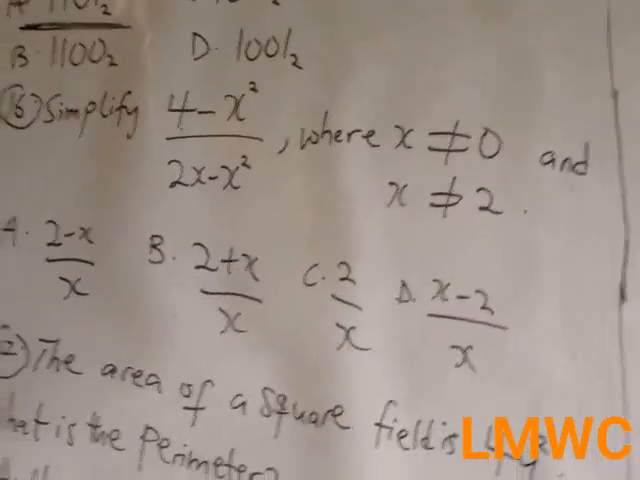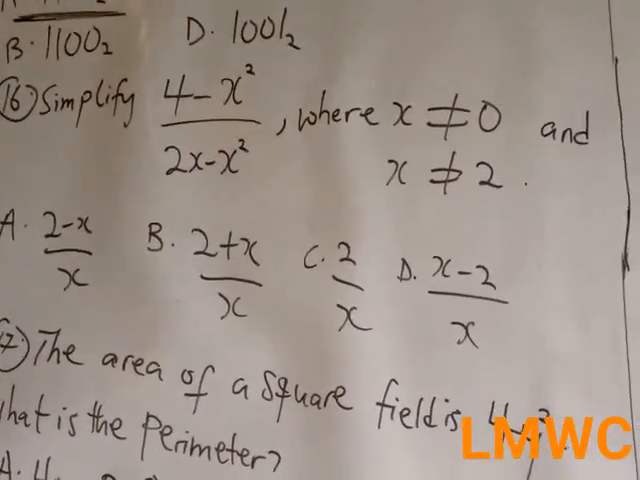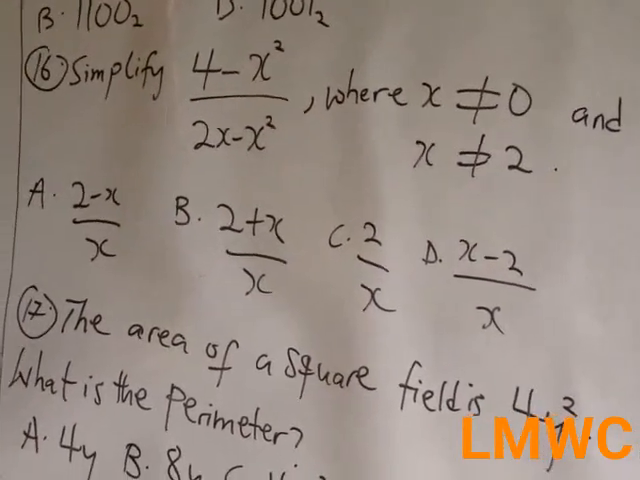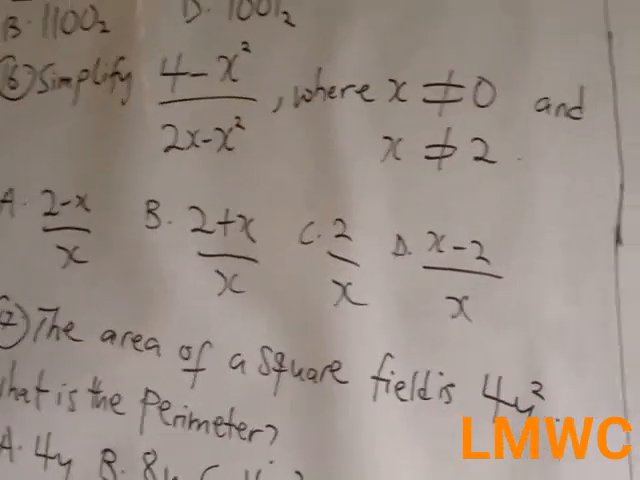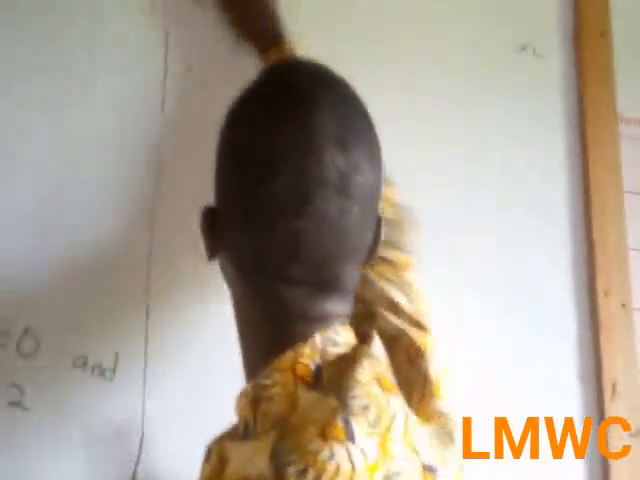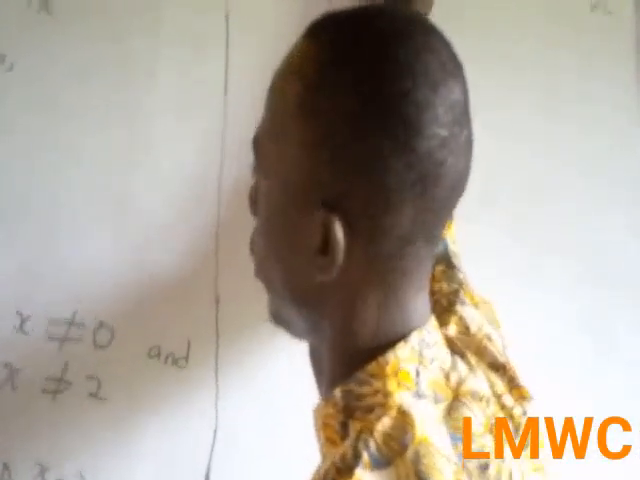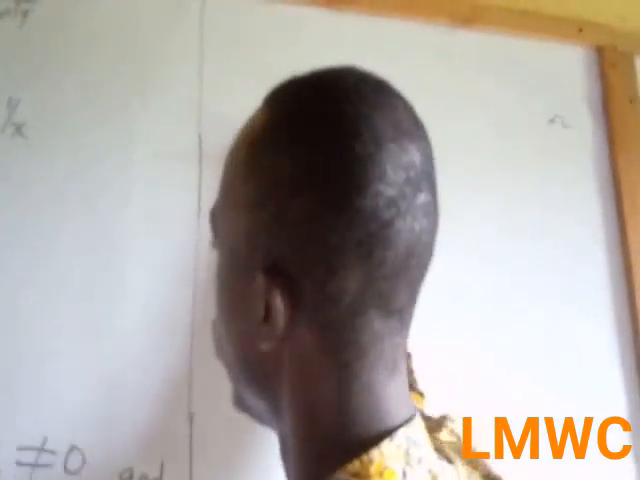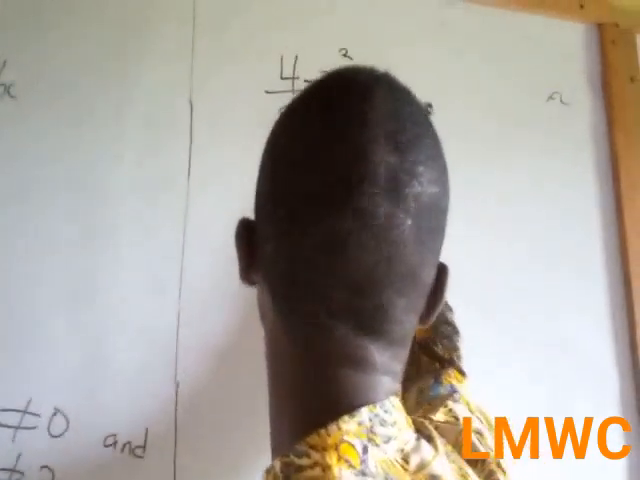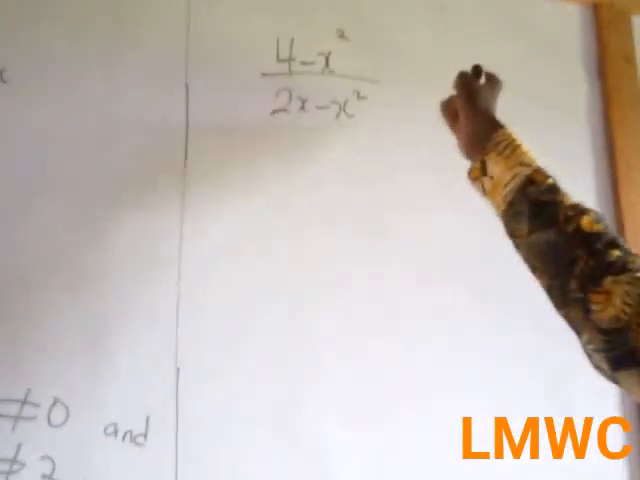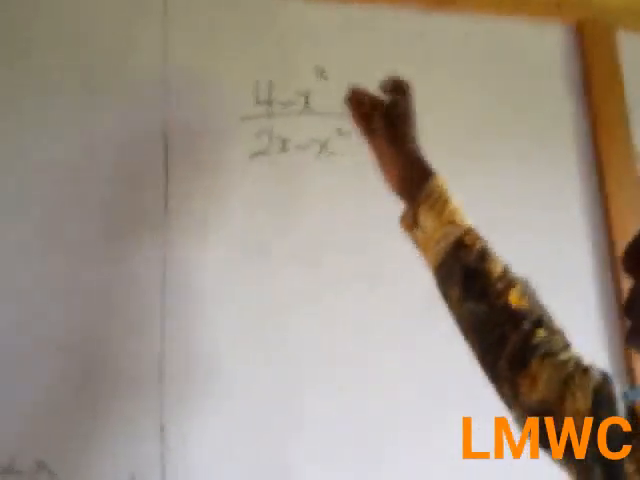Question 16. Simplify 4 minus x squared over 2x minus x squared, where x is not equal to 0 and x is not equal to 2. So now this is under algebraic expression. If you are given a question like this, now we have 4 minus x squared over 2x minus x squared.